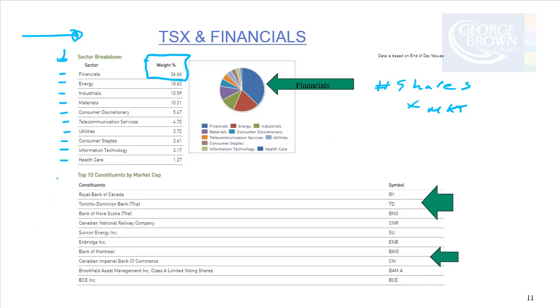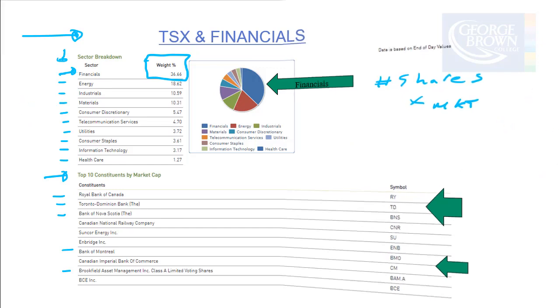And then if we look at the top 10 constituents by market capitalization, so these are the largest companies on the Toronto Stock Exchange, Number 1 is the Royal Bank of Canada. Number 2, Toronto-Dominion Bank, Bank of Nova Scotia. Then down here we've got Bank of Montreal. Another company that's included in the financial sector is Brookfield Asset Management. So we're looking at the investment industry, the financial services industry. We can see that financials are a key sector with regards to the Toronto Stock Exchange.